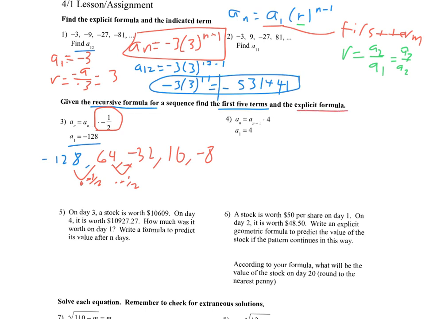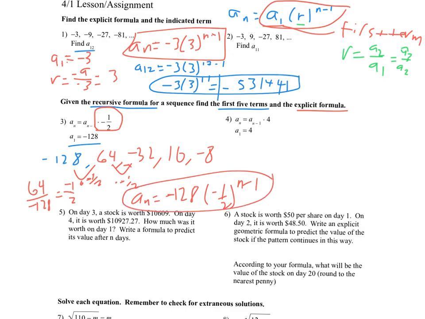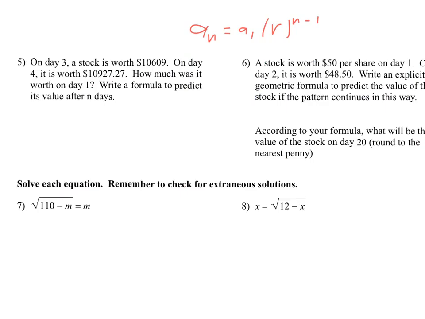So now it wants this formula back up here again. So that's going to be a sub n equals the first term, negative 128, times r. Now r is going to be 64 divided by negative 128, and that is negative 1/2, or negative 0.5. I'll go ahead and use negative 1/2 to the power of n minus 1. All right, next up here, number 6.